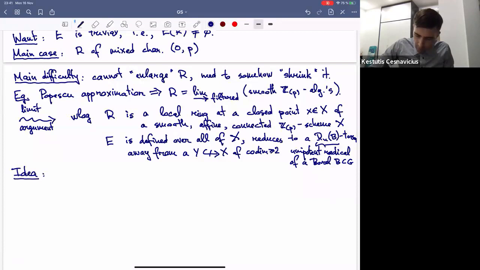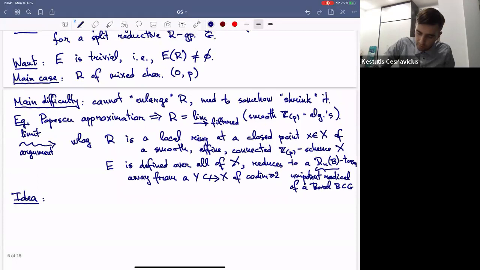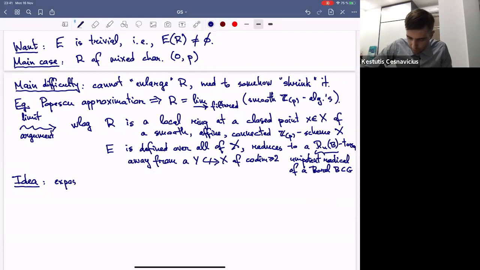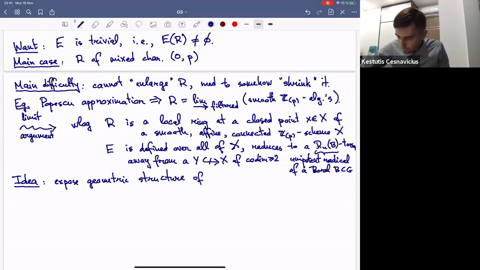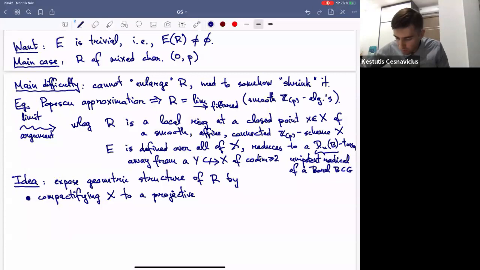And the idea then is, we need to tackle this difficulty somehow: we need to shrink R, or do something with R to make progress. And the idea is to expose geometric structure of R by following two steps. So first of all, our X is affine over Z localized at p, smooth, and we can compactify X to something projective. Well, we just embed X into a projective space. X is affine, so it's closed in some affine space, and then take the schematic closure in projective space. If we do that intelligently, we get something flat, something torsion free.